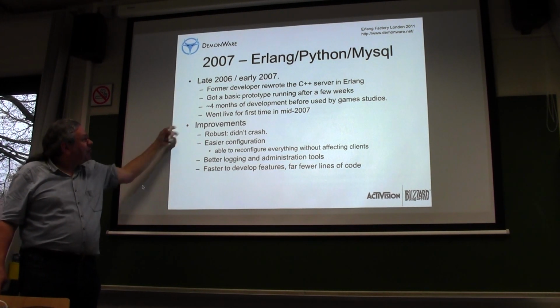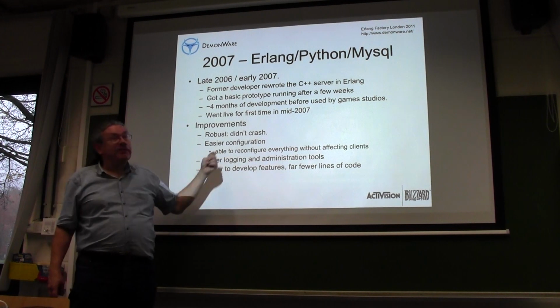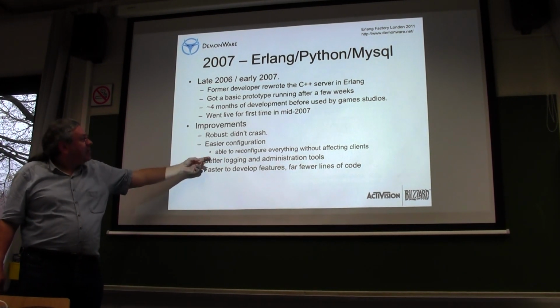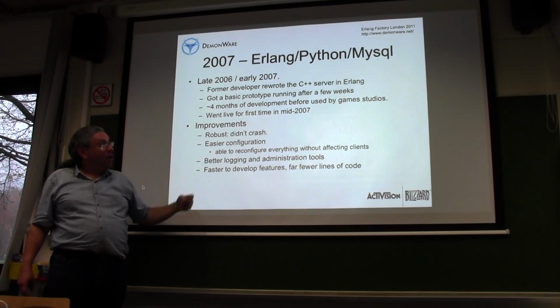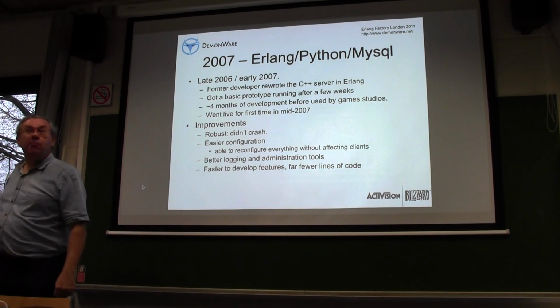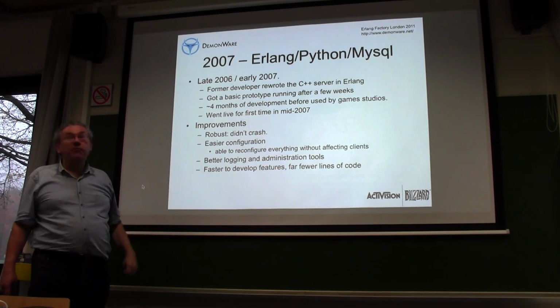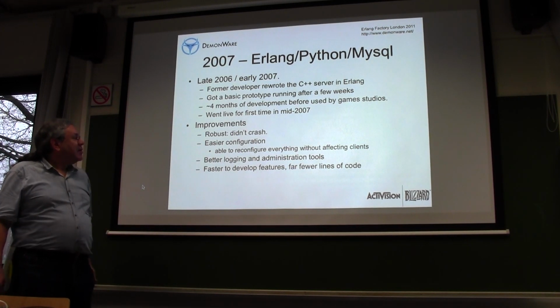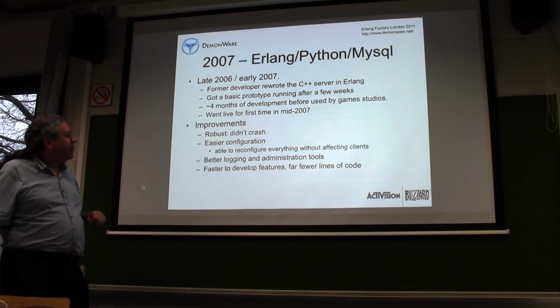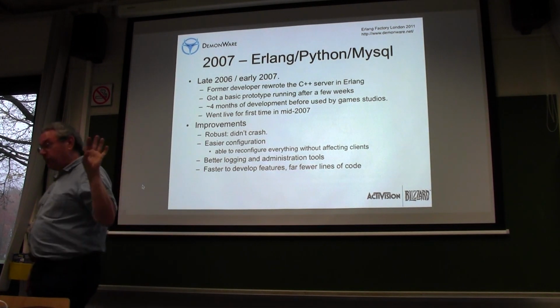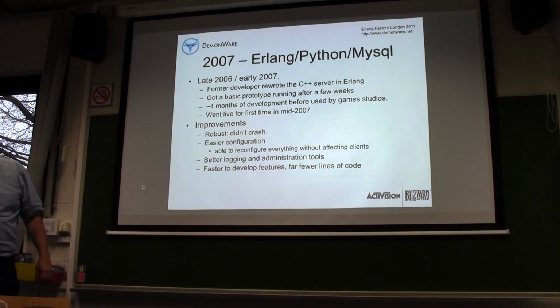Okay, so some of the improvements: it didn't crash. That was amazing. The configuration was easier. They could reconfigure everything without affecting the clients. Amazing, huh? Hot code. You can run it, reconfigure, and the clients don't see anything. The logging administration is better, faster to develop, far fewer lines of code. So this is the industrial guy who's talking here, huh?